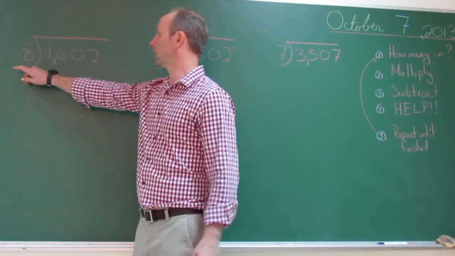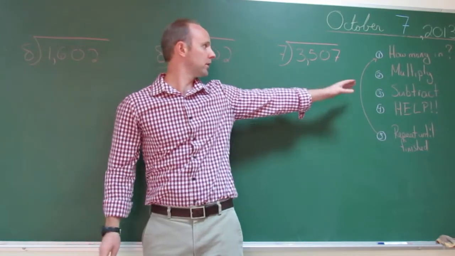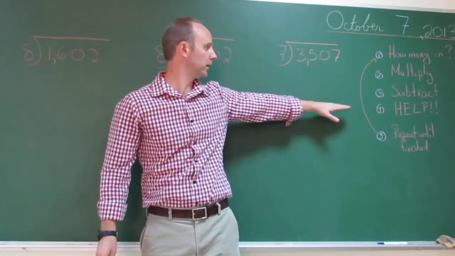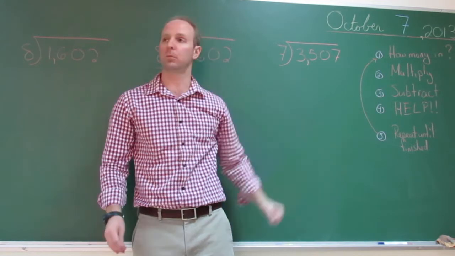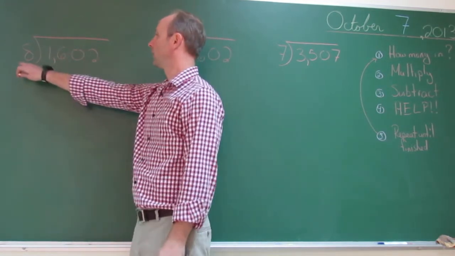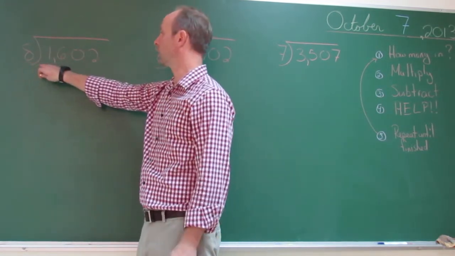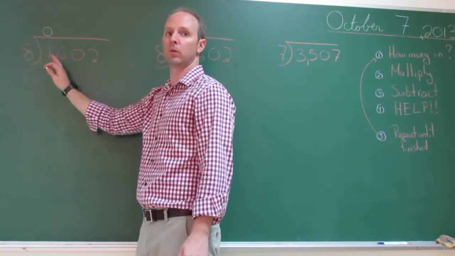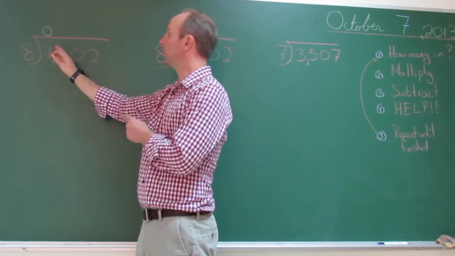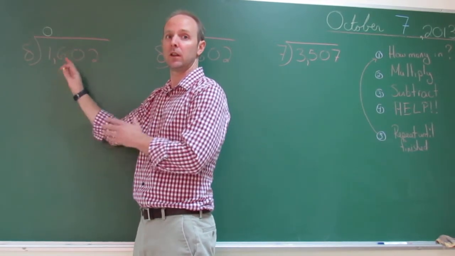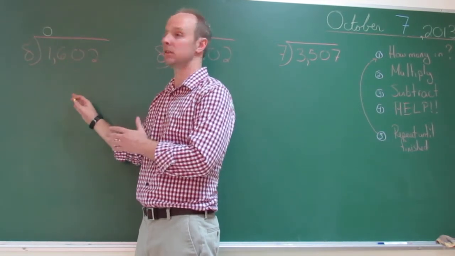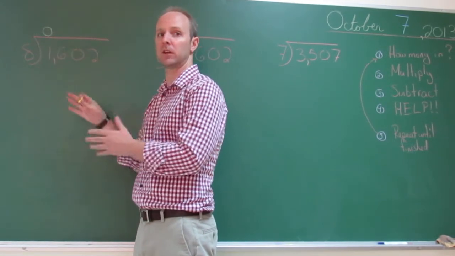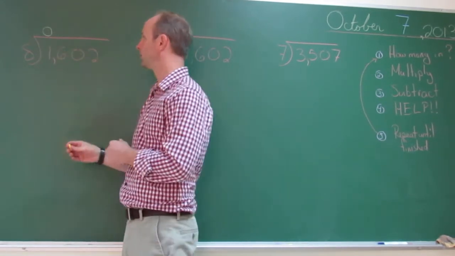We start again by using our steps of long division. How many? Multiply, subtract, call for help, and repeat until finished. I ask myself, how many 8s go into 1? I put a 0 up here because 8 won't go into 1. This 0 is acting as a placeholder. It makes sure I don't put any other digits in that column and maybe get confused.